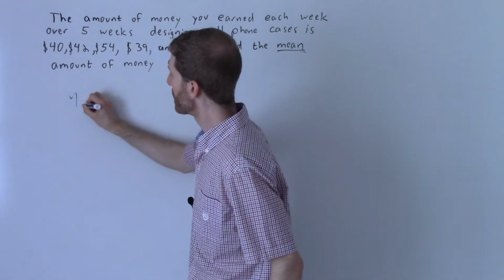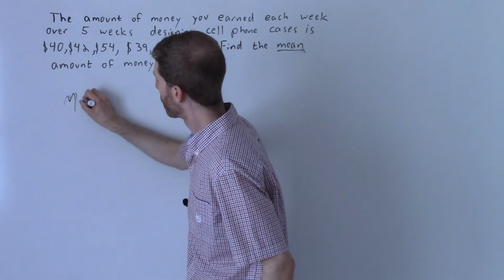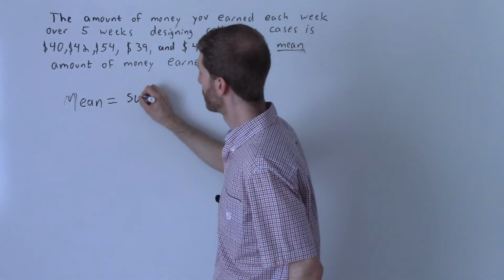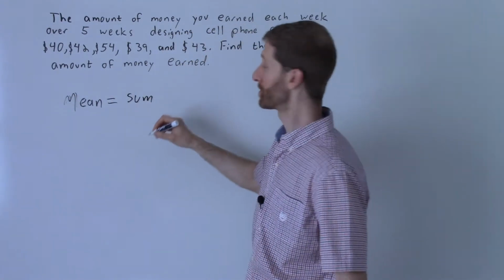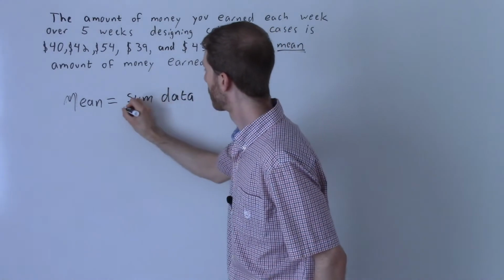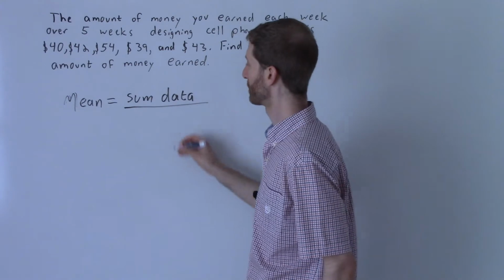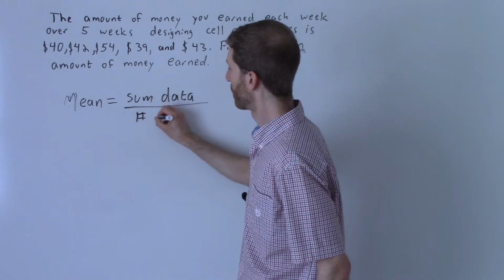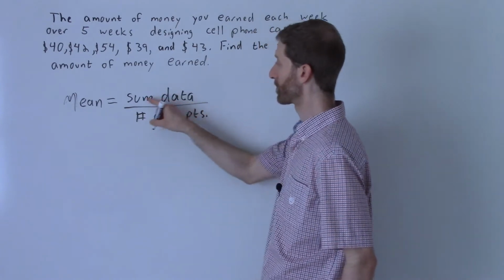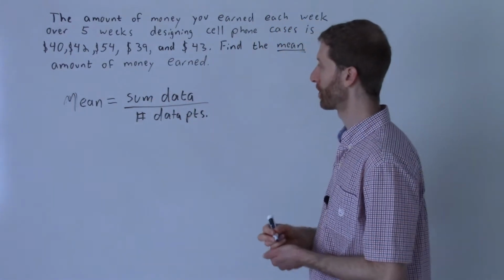So again, the mean is the sum, and I'll write this out in words, of all the data, so the sum of data divided by the number of data points. And I'll abbreviate that. So the sum of the data divided by the number of data points. So how do we find that?